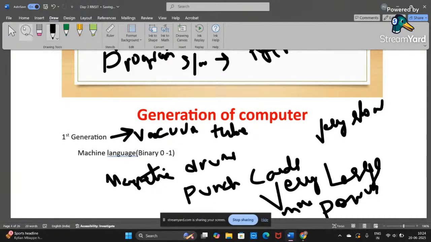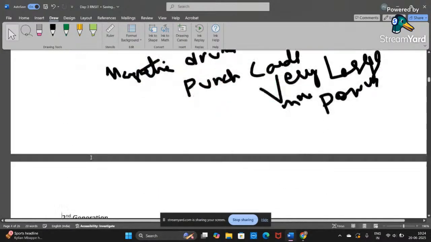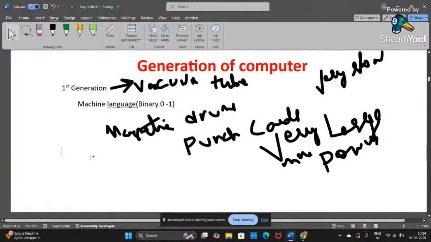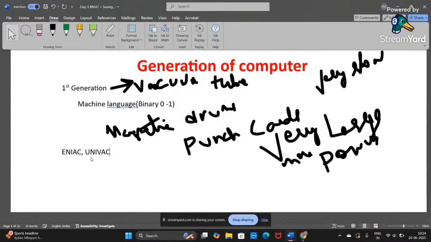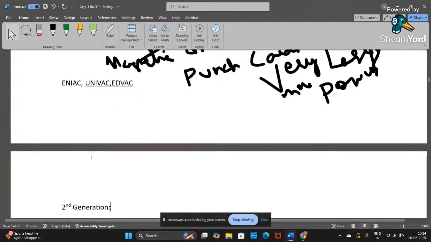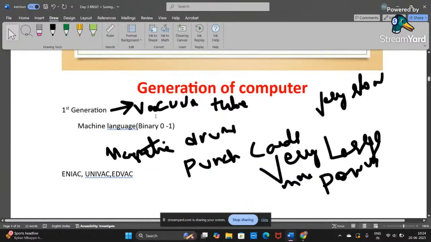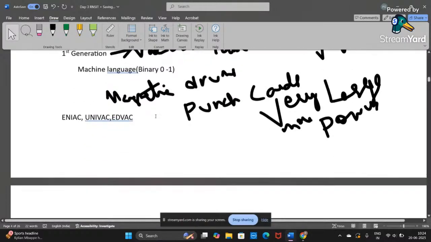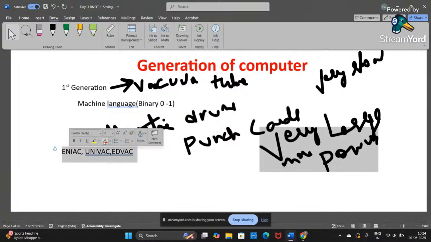Examples for this, which is very important: ENIAC, UNIVAC, EDVAC. These are the examples for the first generation. The limitations of the first generation are that it overheated easily, required AC rooms, and it was very costly.